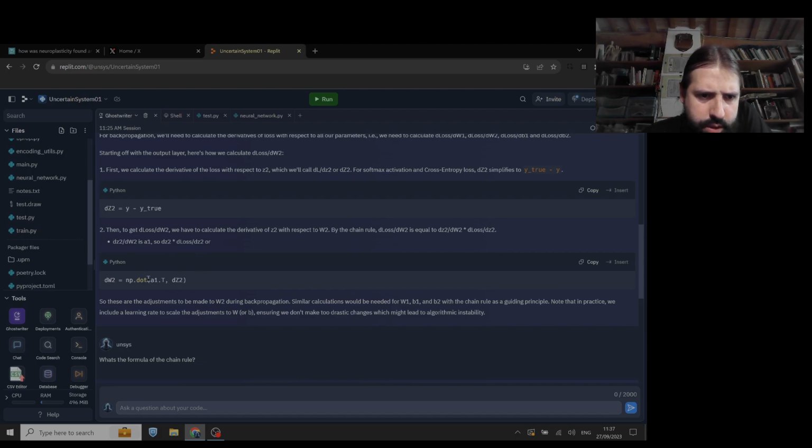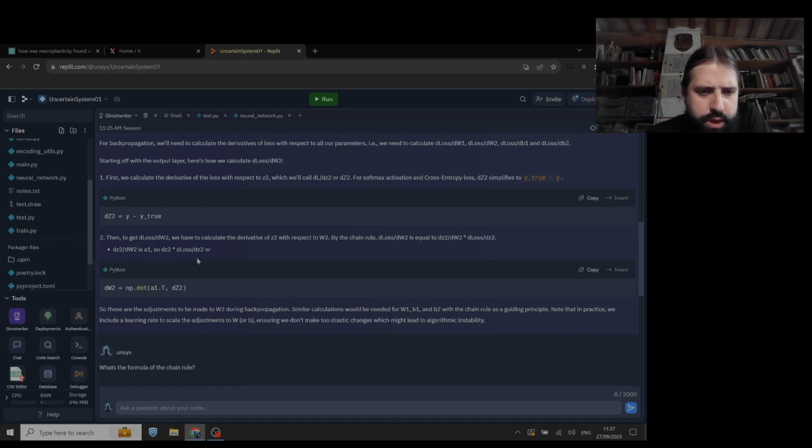Okay, so these are the adjustments to be made to W2 during backpropagation. Similar calculations would be needed for W1, B1, B2, with the chain rule as the guiding principle. Note that in practice, we include a learning rate to scale the adjustments to W or B, ensuring we don't make too drastic changes, and that's all fine. Yes, okay, but there are some essential first principles here. This is just the math of calculating these derivatives.